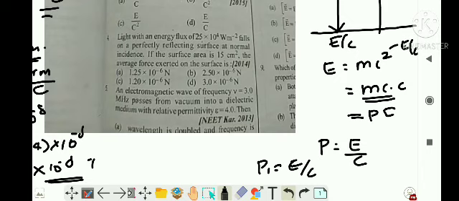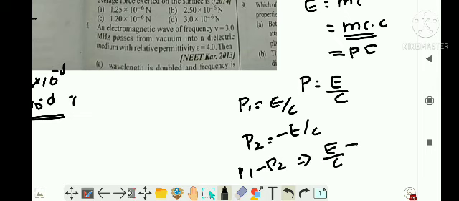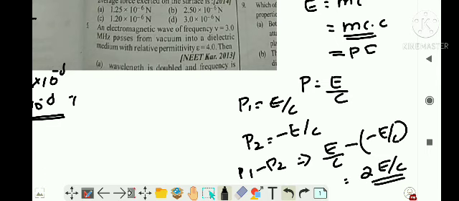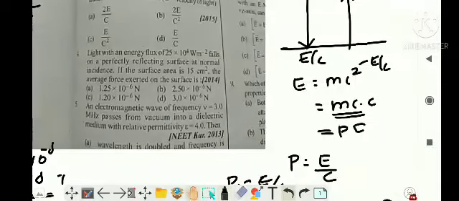In vector form, momentum is a vector. So P2 will be equal to what? Minus E by c. Now the change is P1 minus P2. I will take it as E by c minus minus E by c, or it is 2E by c. Clear? And which will be the option? 2E by c, the option A. Clear? Now move on to the next question.